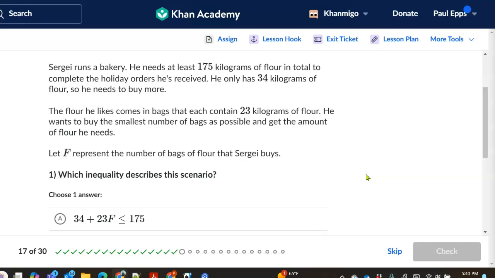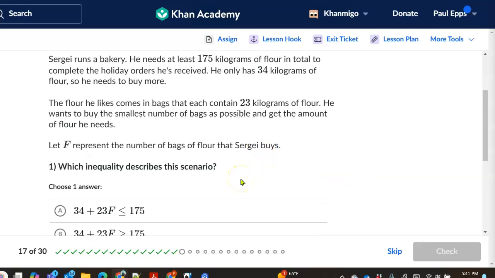Sergey runs a bakery. He needs at least 175 kilograms of flour in total to complete the holiday orders. He only has 34 kilograms of flour. The flour that he likes comes in bags that each contain 23 kilograms of flour. He wants to buy the smallest number of bags as possible to get the amount that he needs. Let F represent the number of bags of flour that Sergey buys, which inequality describes this scenario.